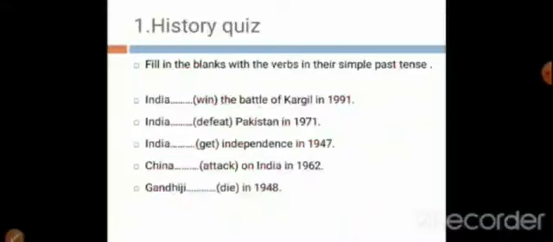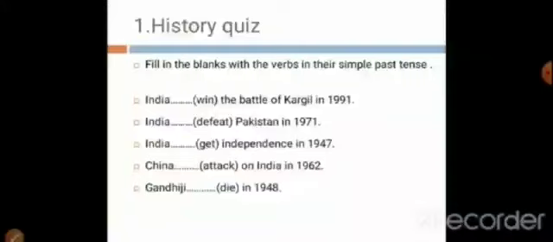Here's time for some exercises. First one is a history quiz, because it is past tense, and past is history. So some questions from history. You have to fill in the blanks with the verbs in their simple past tense. The present tense, or the main verb, is given. You have to change that into simple past.